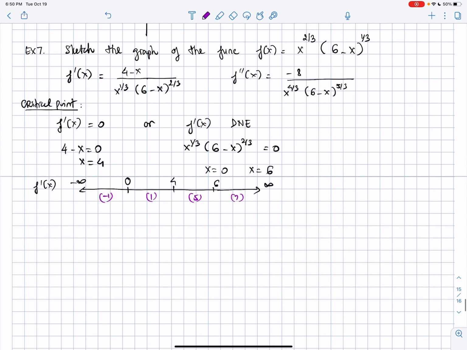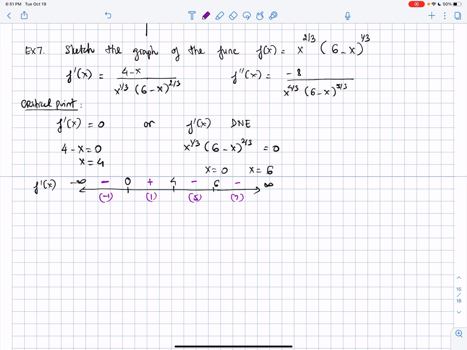Now you go to f prime of x. If it's negative 1, then 4 minus x becomes positive. Negative 1 to the 1/3, the cube root of negative 1, is negative. And 6 minus negative 1 becomes positive. So the answer here will be negative. Similarly, you just plug in the numbers or input them into the calculator. You will get positive between 0 and 4, and then negative here and negative here.